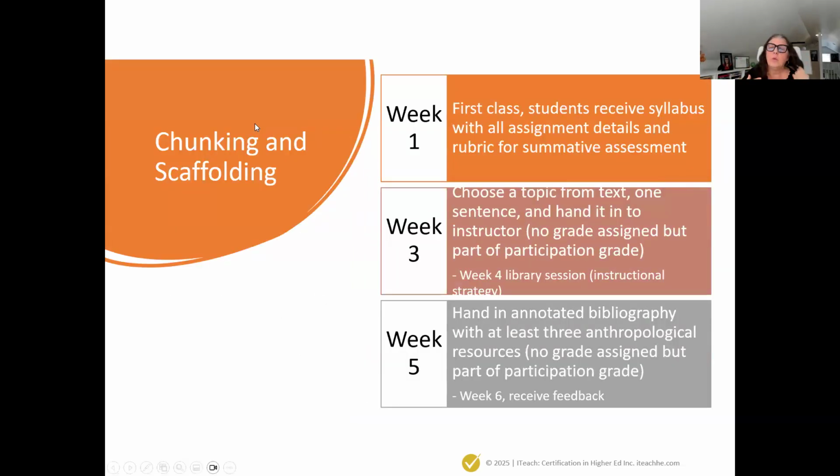So here is how that was chunked and scaffolded. Chunking and scaffolding means you want to think about how to chunk a summative assessment, break it up into chunks, and then how that needs to be scaffolded throughout a course. How I did this one was that in the first class students received the syllabus with all the assignment details and the rubric that will be used for the summative assessment.